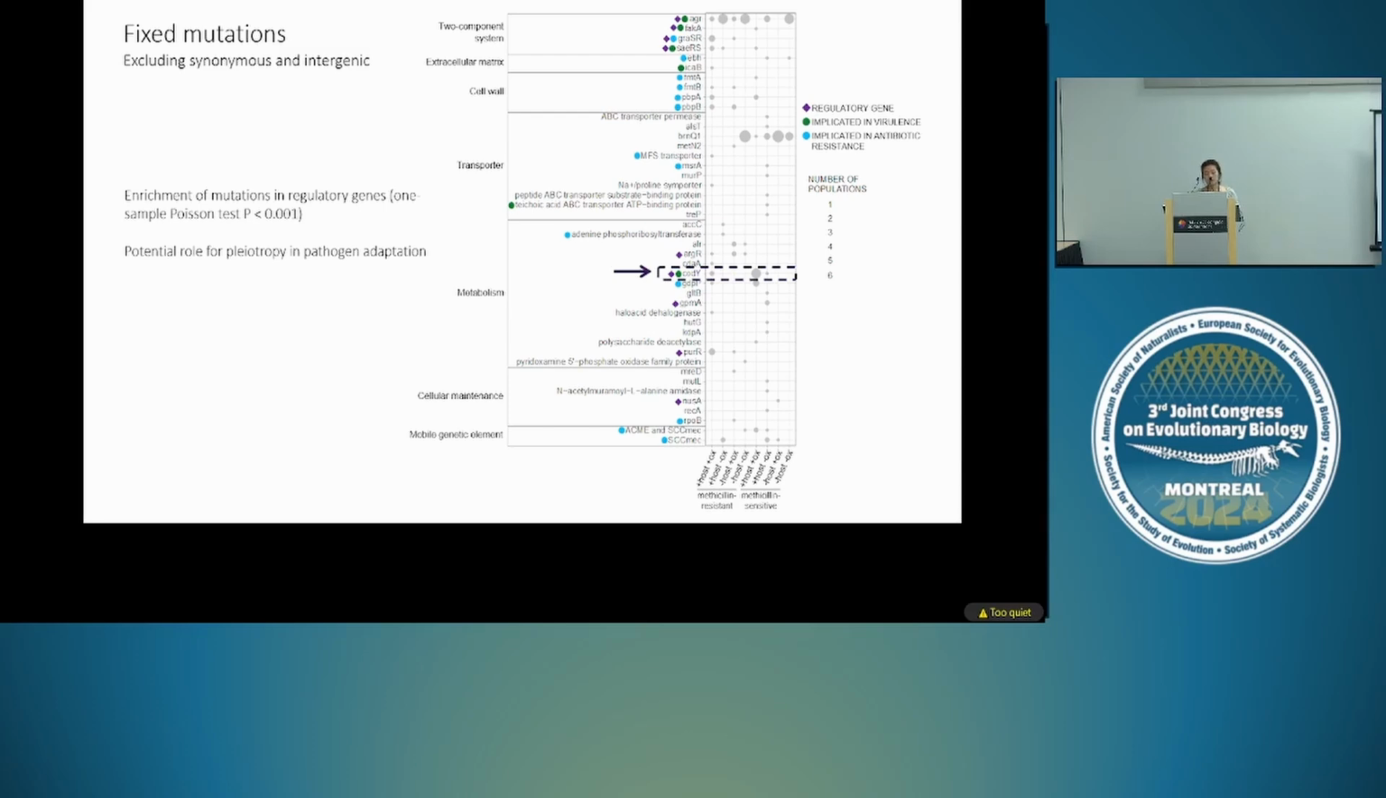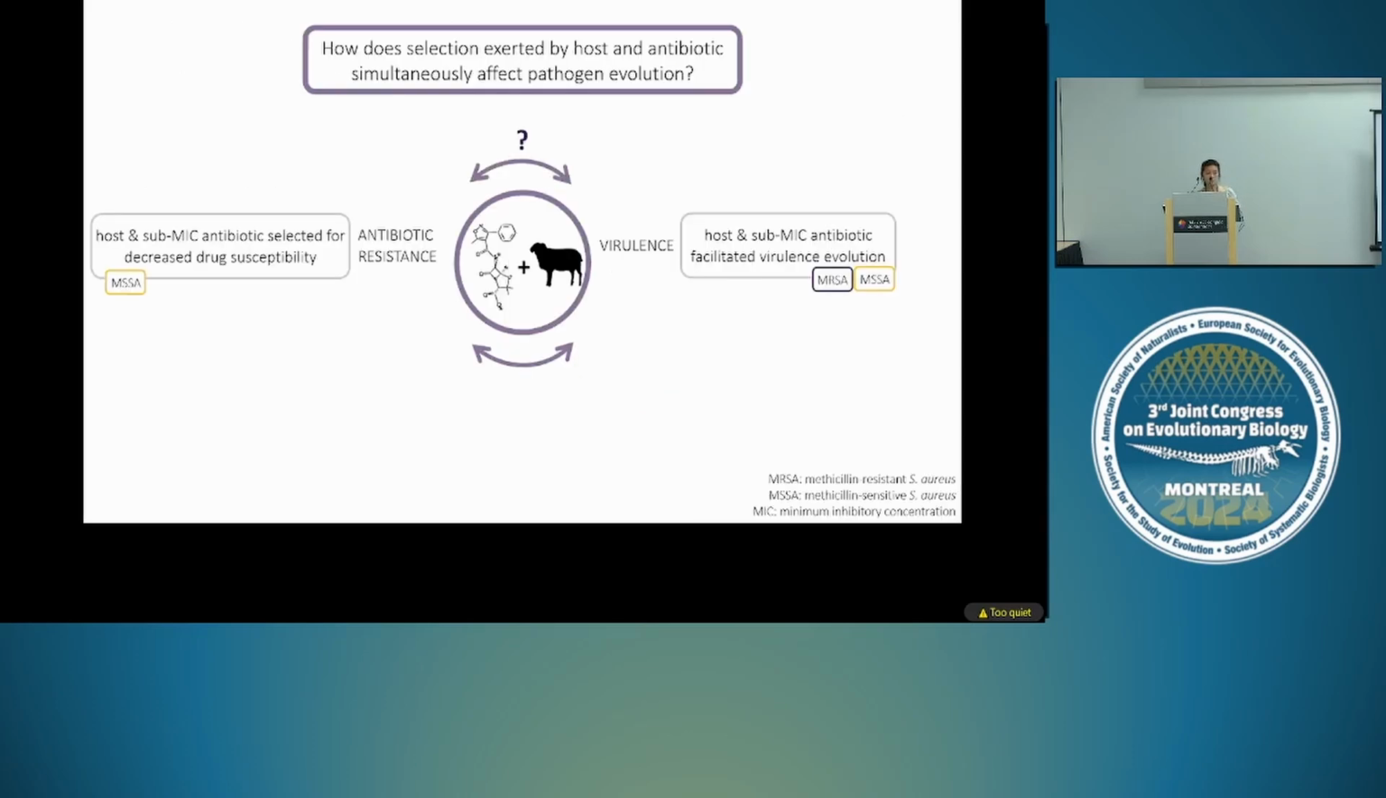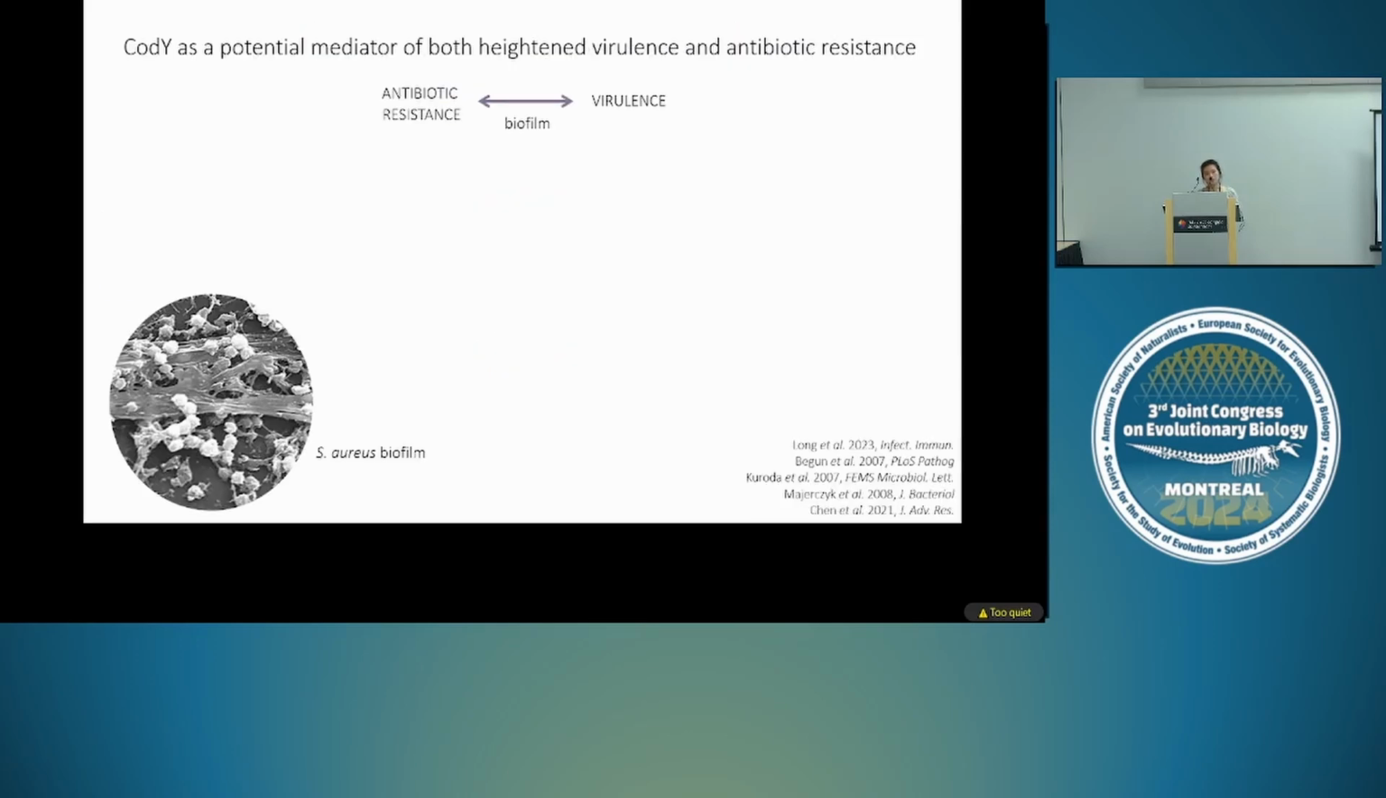One gene that we are interested in particular is this gene called CodY. It's one of these regulatory genes, and we're interested in it because it has the potential to link antibiotic resistance and virulence. So why do we think this? One bacterial trait that can mediate both antibiotic resistance and virulence is biofilm production. Biofilm is this aggregate of cells that can stick to surfaces. So we know that in staph, biofilm reduces efficacy of antibiotic treatment, and it's also involved in staph pathogenesis.